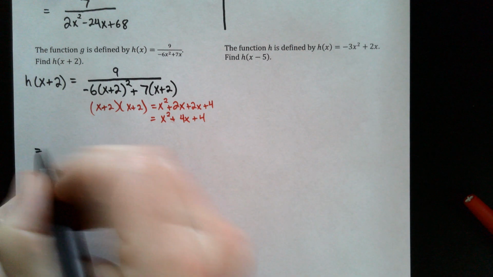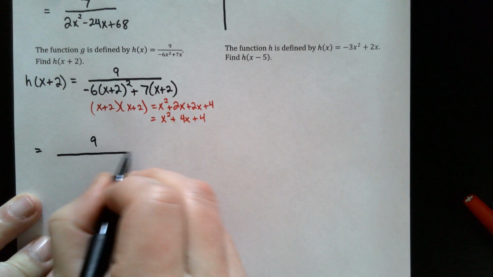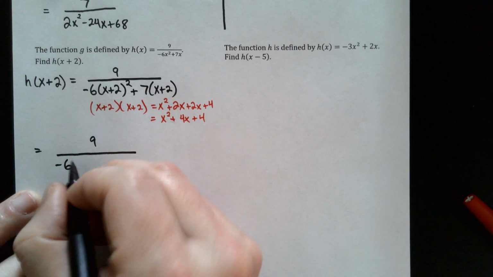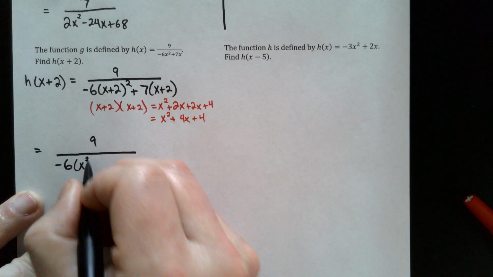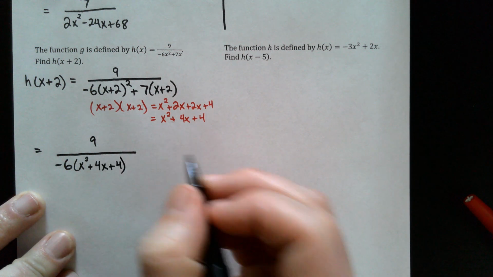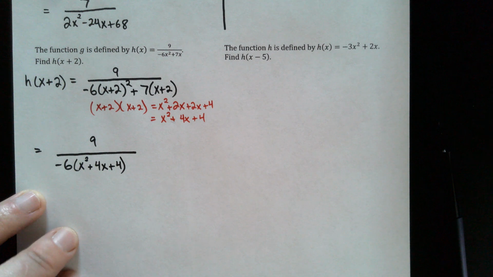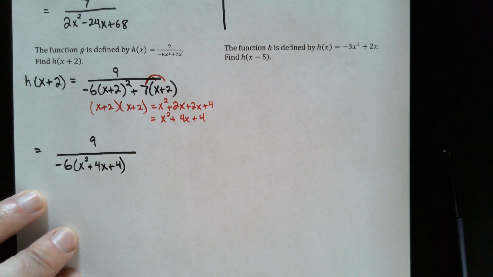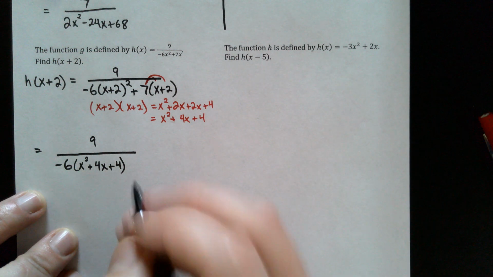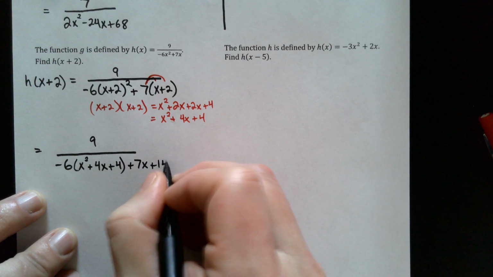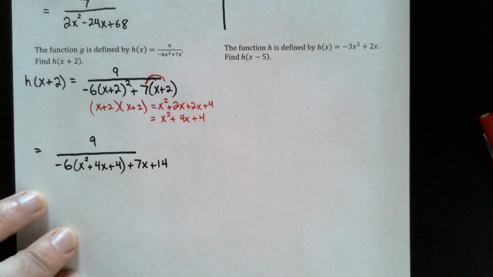Okay, so let's do that. This is equal to, here's the 9 on top. Negative 6 is still sitting out front, right? And then I have x squared plus 4x plus 4. Okay, and then I can go ahead and distribute the 7 to that parentheses. So that'll be 7x plus 14. That's the 7 times the x and the 7 times the 2.